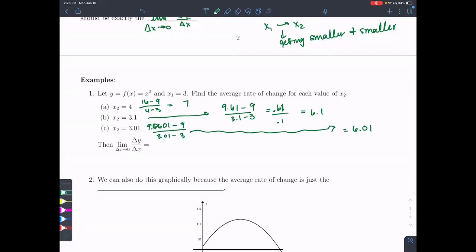Okay, so if you're looking at this, what's the pattern here? As x gets closer to 3, these values seem to be approaching 6. And that is the limit as the change in x goes to 0 of the change in y over the change in x. That is 6. That is the instantaneous rate of change.